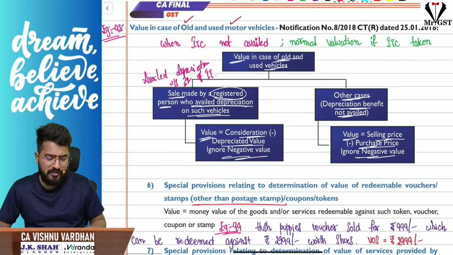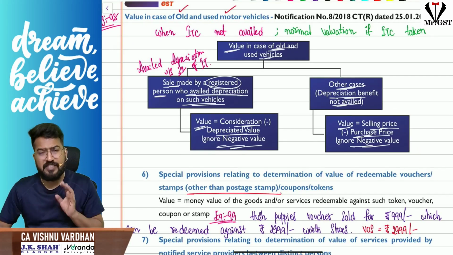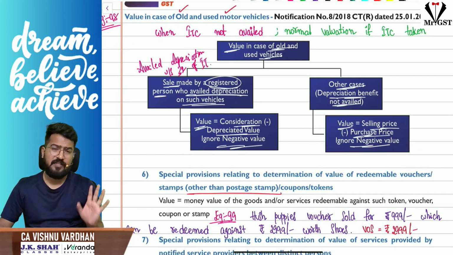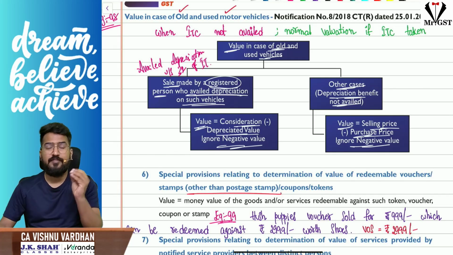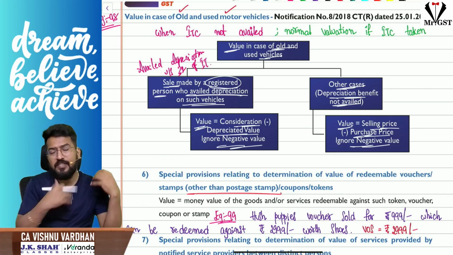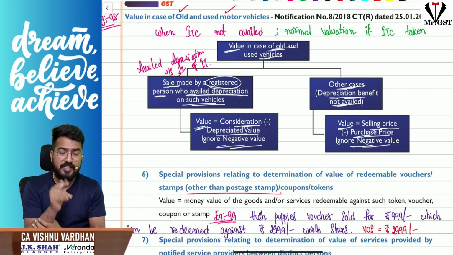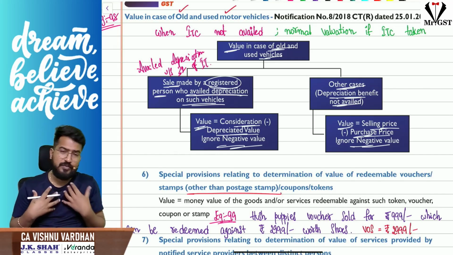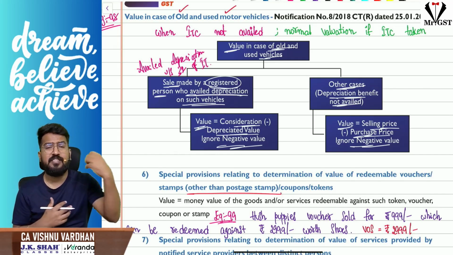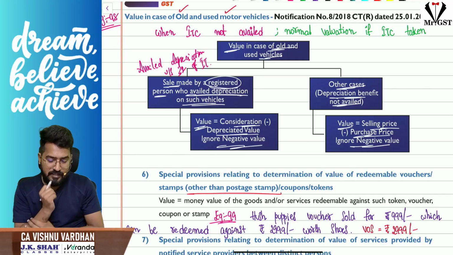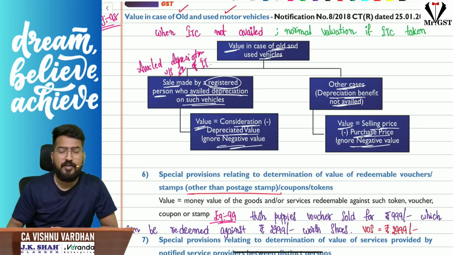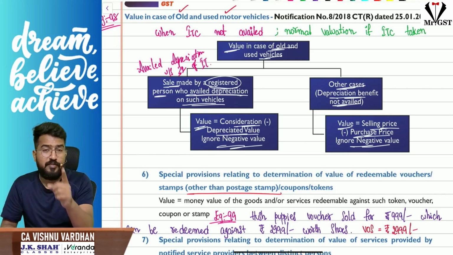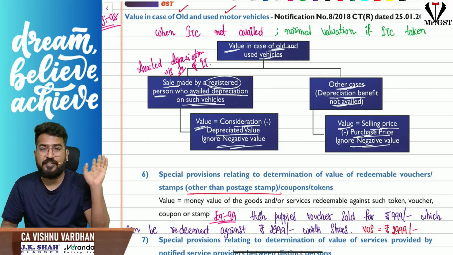Suppose we are purchasing cars or any vehicles, using them and then selling them. No, we are not second-hand car dealers. We are buying the cars, using them for our personal or business purpose, whatever it is, and selling the cars. In such cases, what do we have to see? If you have taken ITC, this is not the place for you. Normal valuation applies.